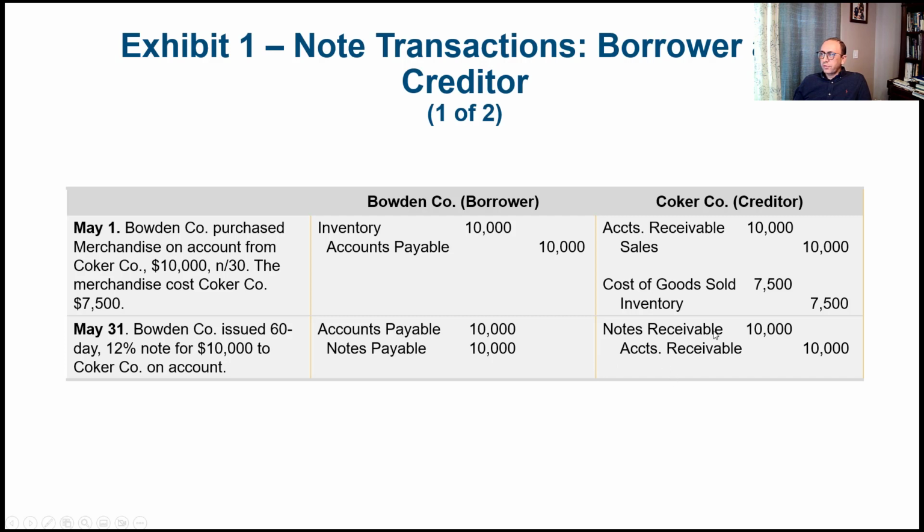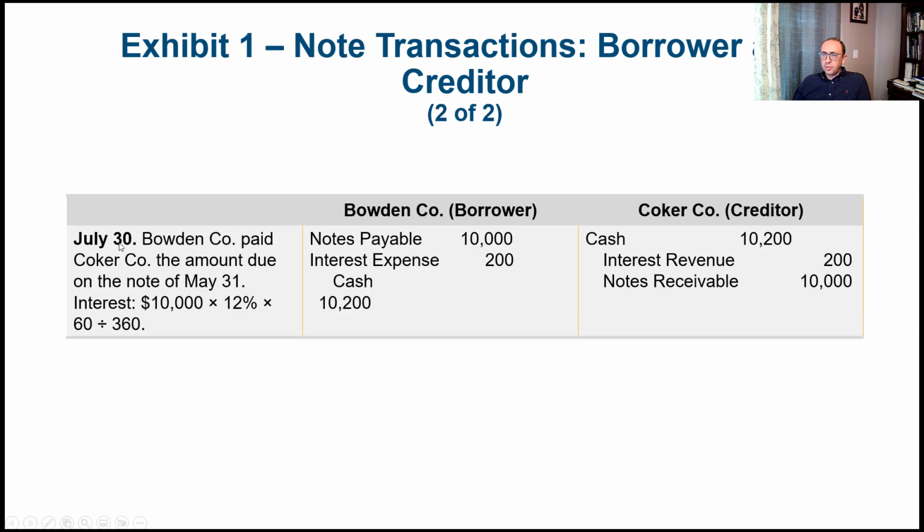And then for Coker, which is the creditor, they're going to replace the accounts receivable with a notes receivable. Remember, receivables are an asset, so we're going to debit the notes receivable, where we increase the notes receivable, and we credit the accounts receivable for the same value, the $10,000. The $7,500 now is irrelevant because we already recorded the cost of goods sold, and the inventory has been reduced by the same value, so we don't need to worry about that. We're only replacing the accounts receivable with the notes receivable.